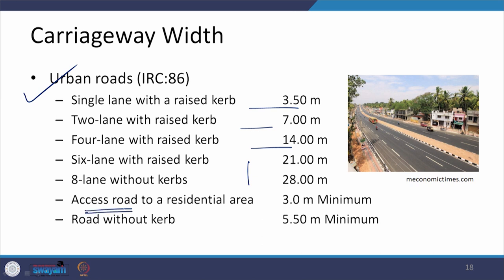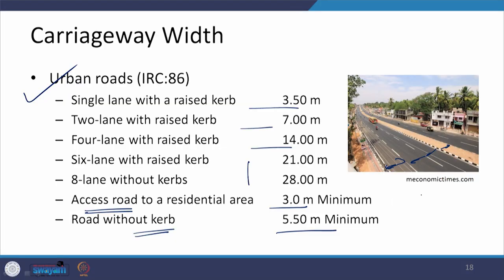If you have an access road to a residential area, a minimum 3 meters width has to be there. When the road is without curb, then a minimum of 5.5 meters is usually provided. This can be taken into consideration as a local road system also. Here what you can see is there is a median, there is 1 lane here, there is another lane here, and then you have the third lane being provided. This can be a parking lane, this can be an extra lane, or this can be a paved shoulder which is very near to the width of a lane. So any such things can be there. So this is how the complete system is going to be provided in any of the urban areas.